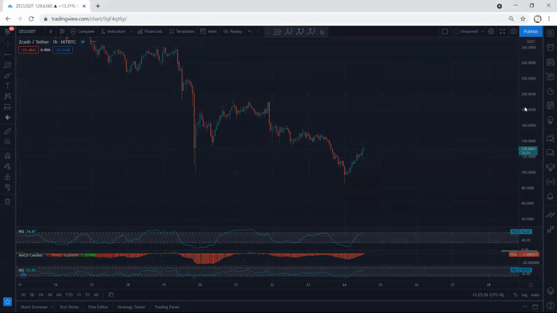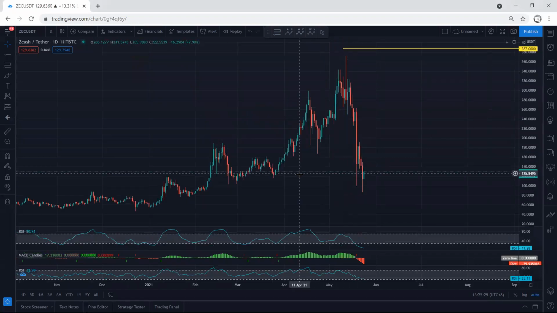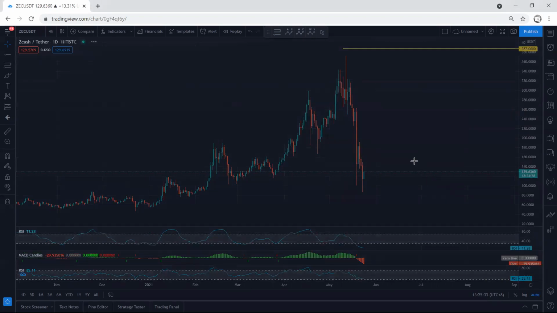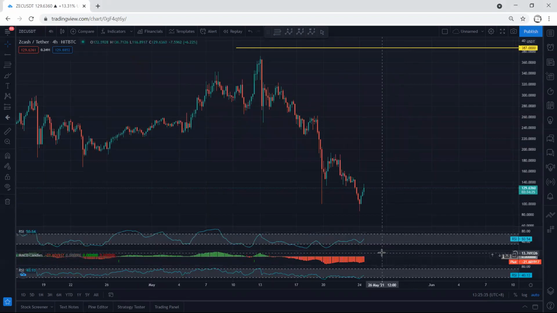If we move to the daily chart, we have nothing to discuss. The only thing is we want to see whether we can get the reversal. And even if we move to the 4-hour chart, if we refer to the indicators, we see we had a divergence. And even right now we have a divergence. That means we're looking for the reversal.